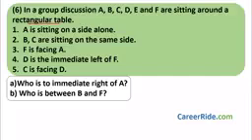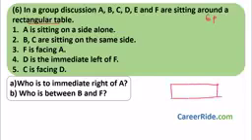First, count the people. How many people are there? 1, 2, 3, 4, 5, 6. 6 people are there. Draw the rough arrangement. Okay. This is the rectangle. Okay. This is the rectangular table. Now, what have they given?